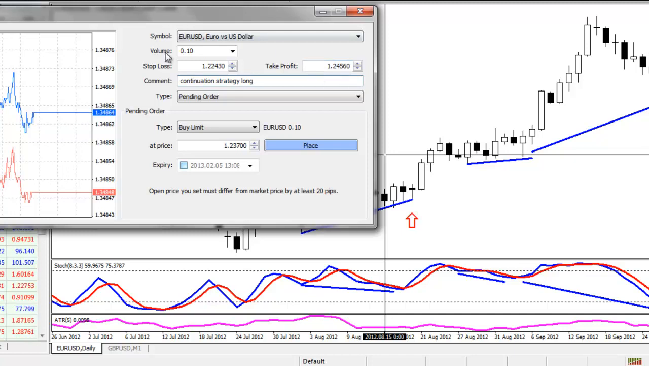So we've got ourselves the entry, stop and target. Of course, next you'd go ahead and work out your trade sizing. For now, we'll simply leave that as it is. And we then hit place.